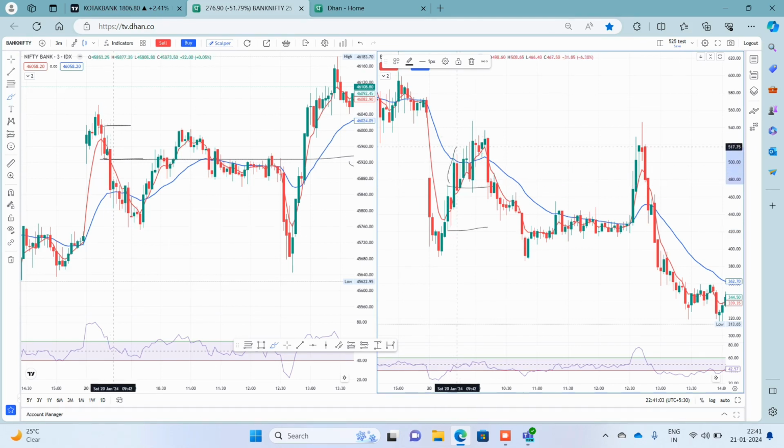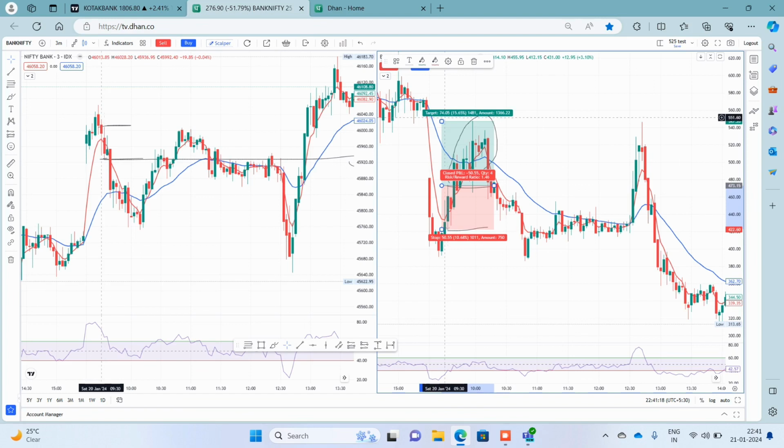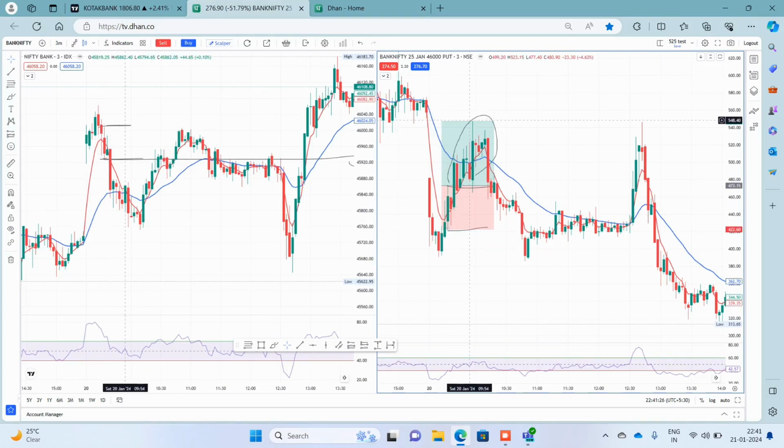Okay, so this is the target we have achieved. Let's see how much target we have achieved on this. What is our stop loss on this? Our stop loss is 50 points. How much target did we achieve? We achieved 74 points on the options chart. This is an options chart. 50 points is your stop loss. You got 74 on this.